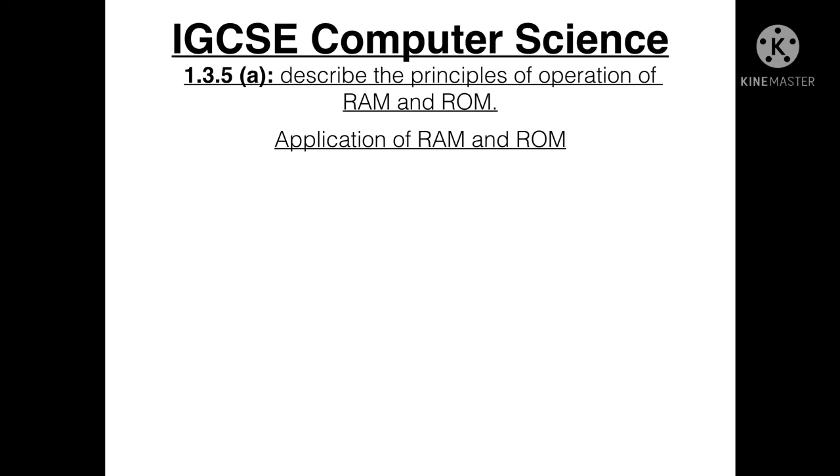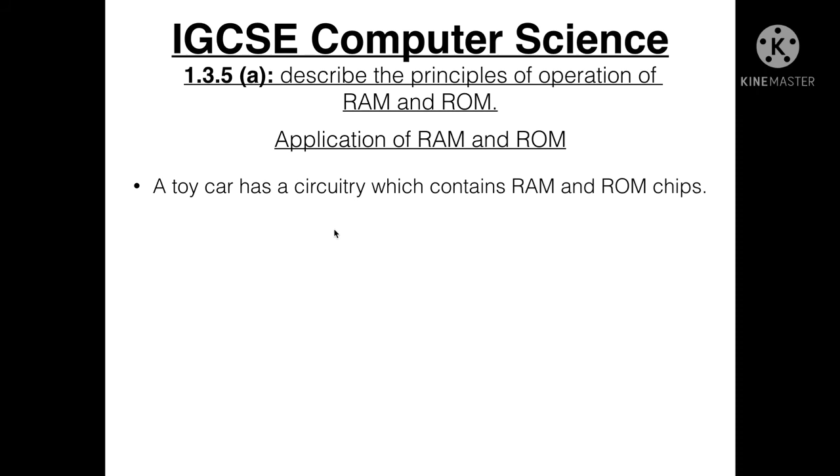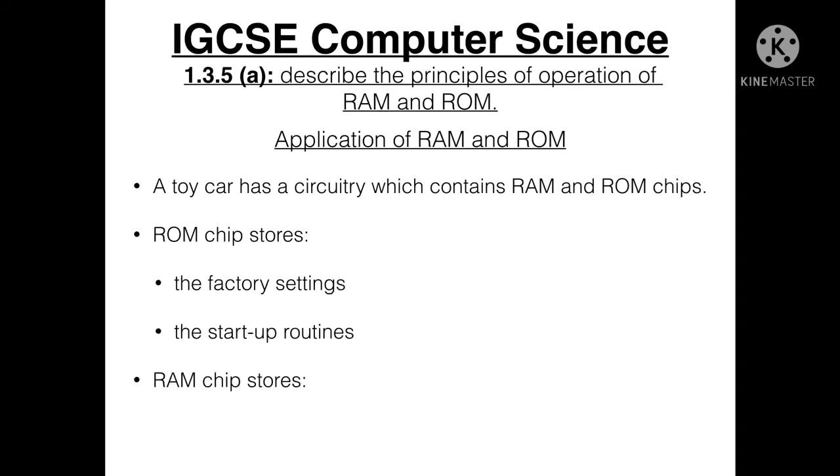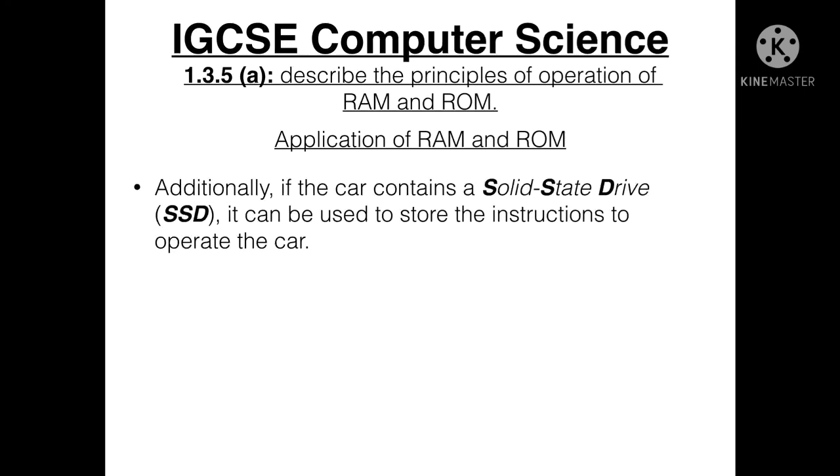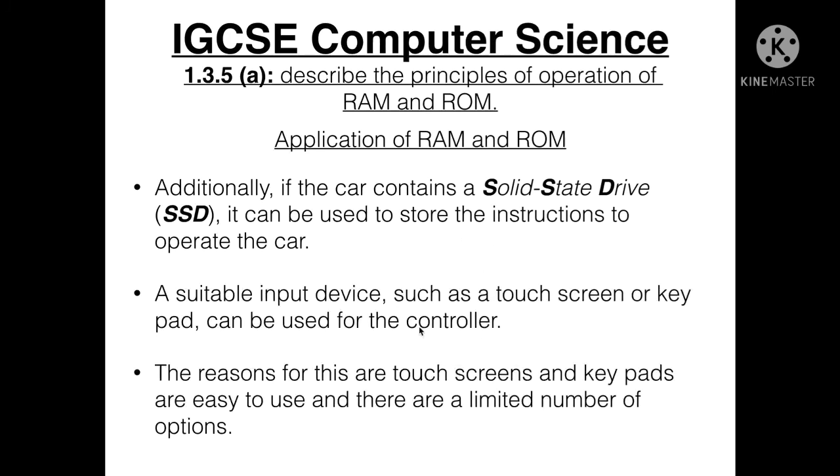That's all you really need to know about ROM, but to better understand it, we have to look at an application. A toy car has circuitry which contains RAM and ROM chips. The ROM chip stores the factory settings and startup routines, and the RAM chip stores the instructions sent from the controller, so what's currently being used. Additionally, if the car contains a solid-state drive, it can be used to store the instructions to operate the car. A suitable input device, such as a touchscreen or keypad, can be used for the controller. And the reasons for this are that touchscreens and keypads are easy to use, and there are a limited number of options.